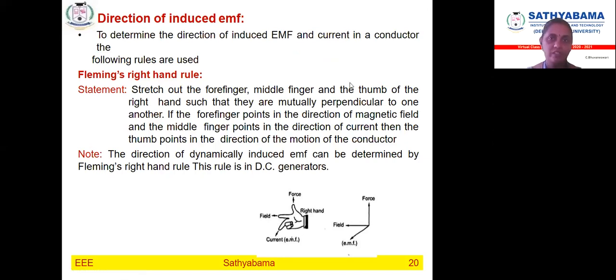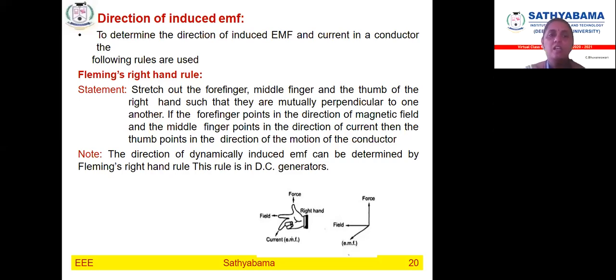Very good. Yes, Arul, we will be defining that also. Once again, we will go through Fleming's right hand rule. Stretch out the forefinger, middle finger, and the thumb of the right hand such that they are mutually perpendicular to one another. If the forefinger points in the direction of the magnetic field and the middle finger points in the direction of the current, then the thumb points in the direction of the motion of the conductor.